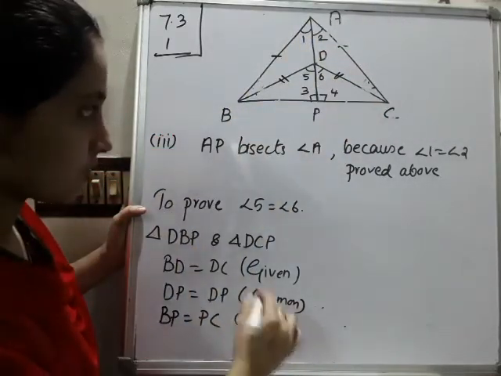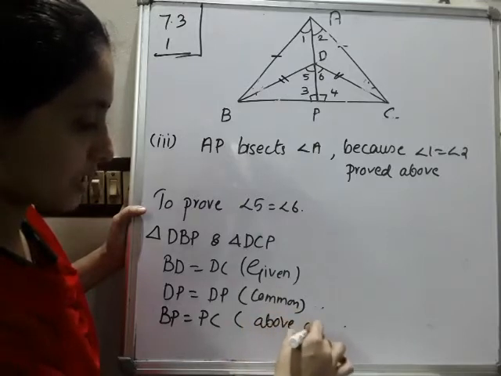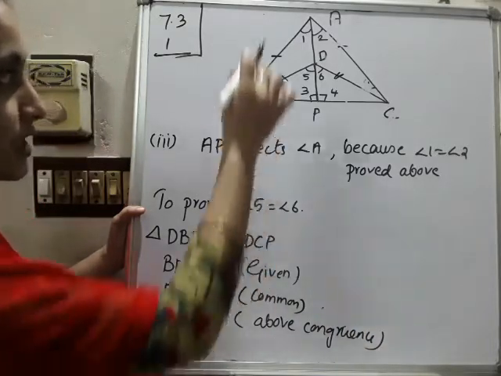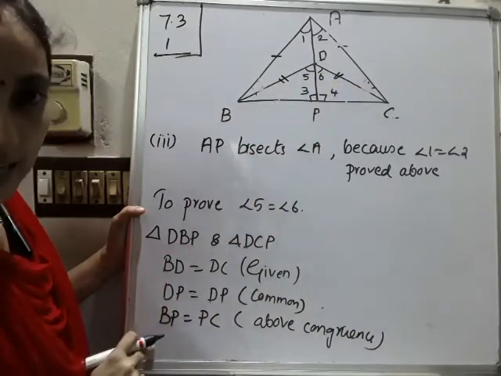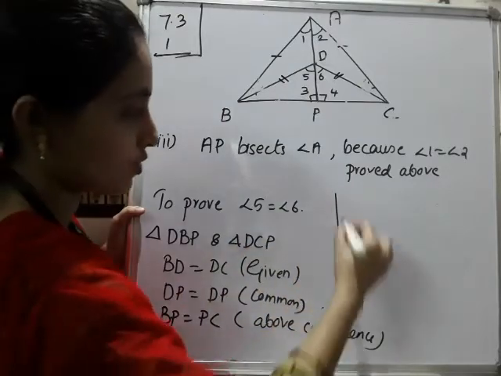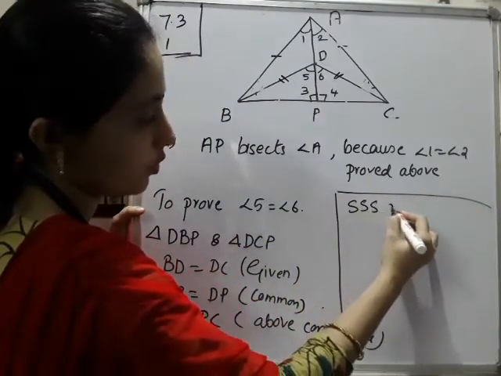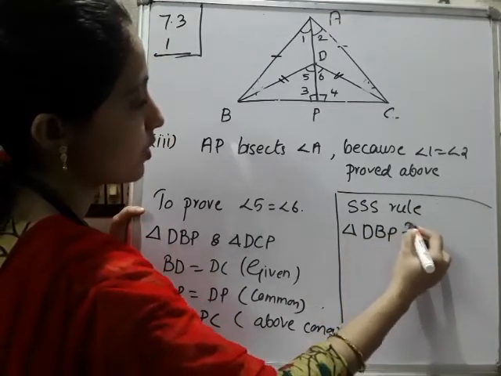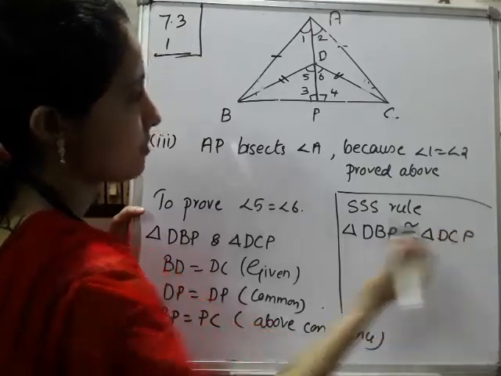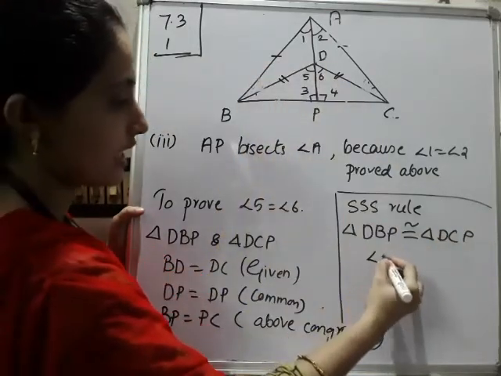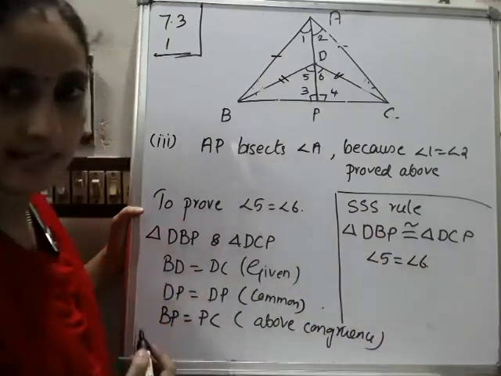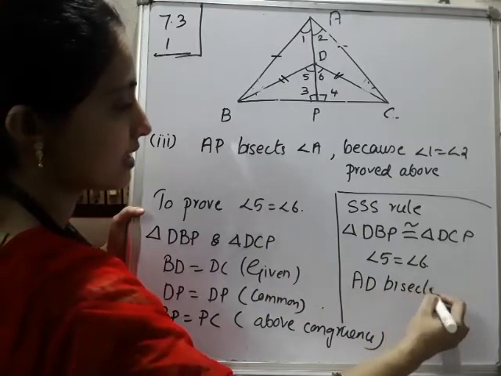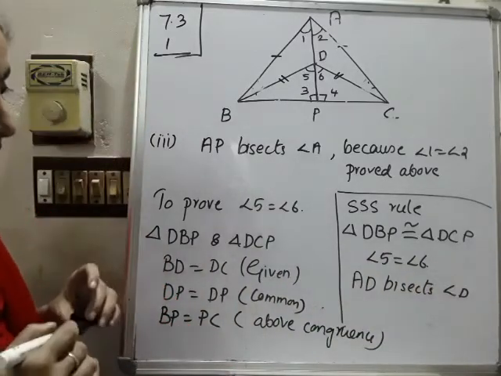So we can write, above congruence. So these two triangles, three sides are equal. So by SSS congruence rule, what we can write? By SSS rule, we can write triangle DBP congruent to triangle DCP. Okay, so we can write angle 5 is equal to angle 6. So we can write AD bisects angle D.